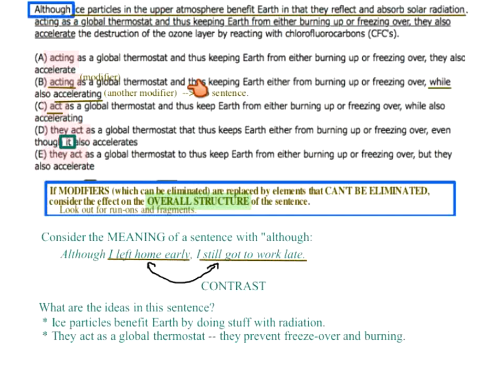And then finally, they also accelerate destruction of ozone. So I mean, where's the contrast here? There's three ideas here. Someone tell me which of these ideas are on the same team and which of these ideas are not on the same team. If you have ideas like 1, 2, 3, which ideas are on the same side of the issue?